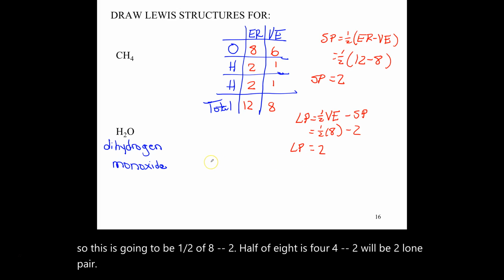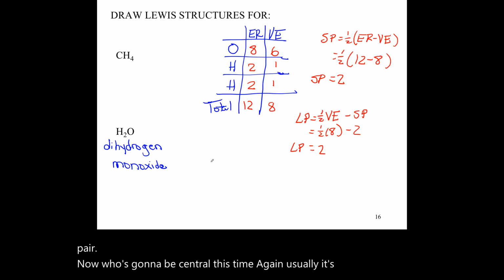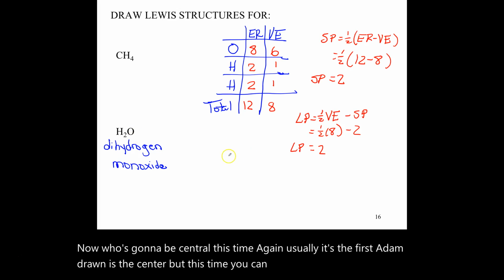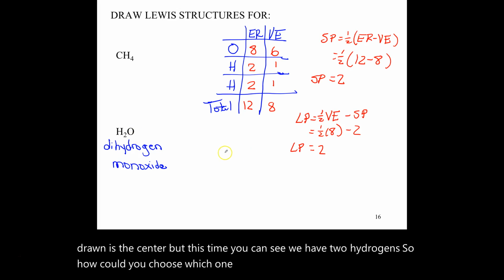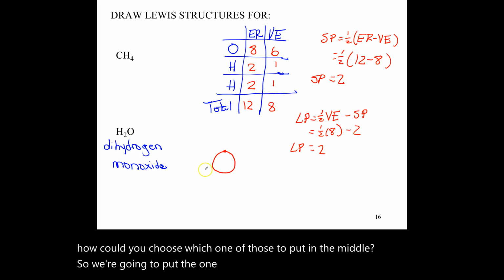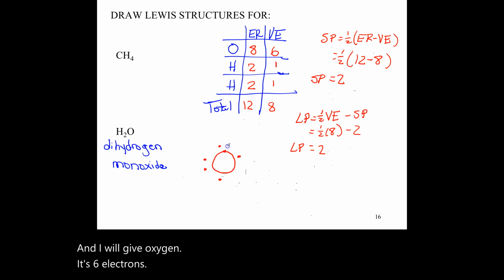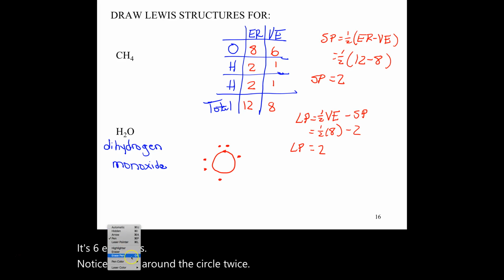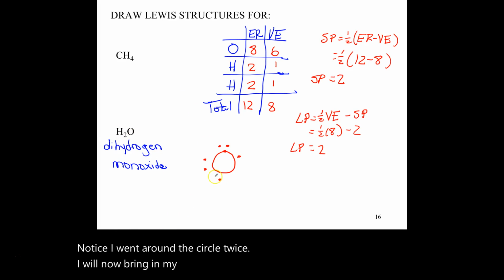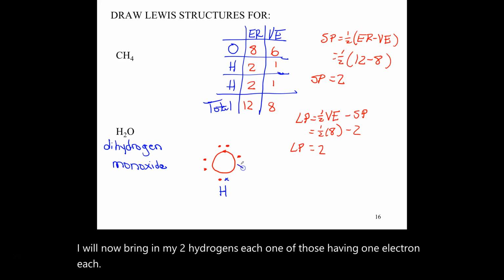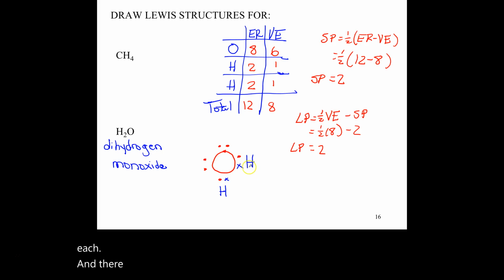Now, who's going to be central this time? Well, again, usually it's the first atom drawn as the center. But this time you can see we have 2 hydrogens, so how could you choose which one of those to put in the middle? So we're going to put the 1 oxygen in the middle, and I'm going to give oxygen its 6 electrons. Notice how I went around the circle twice. I'm going to now bring in my 2 hydrogens, each one of those having 1 electron each. And there is dihydrogen monoxide.